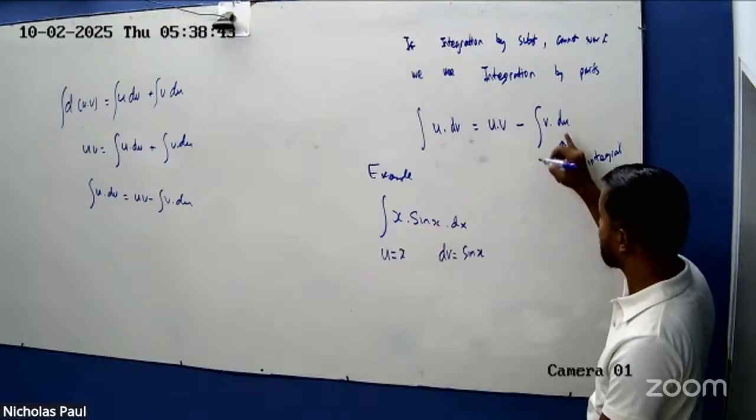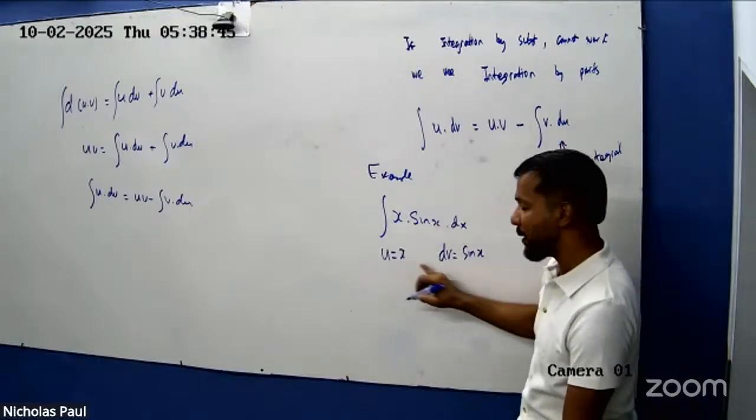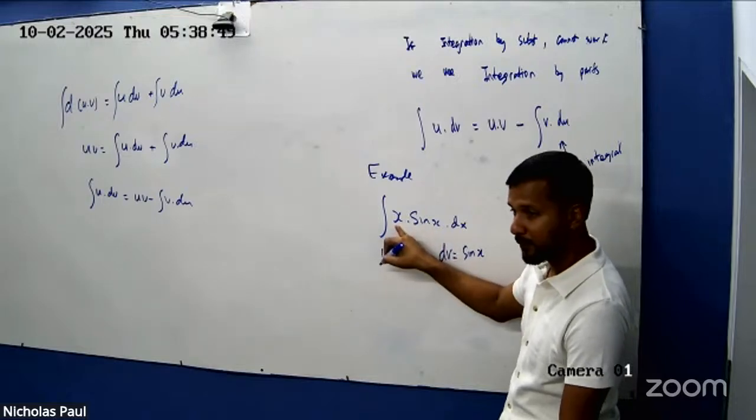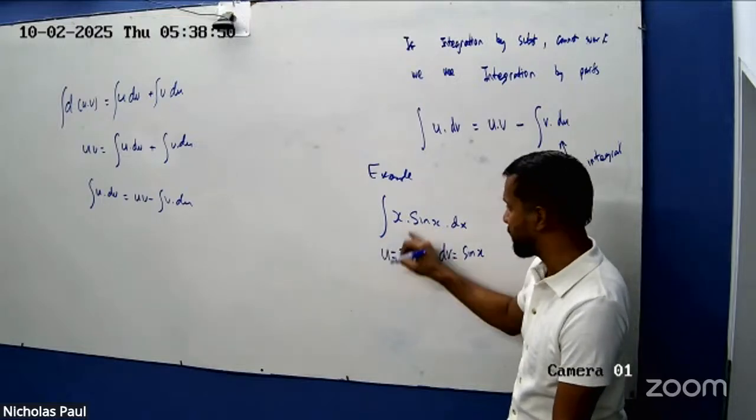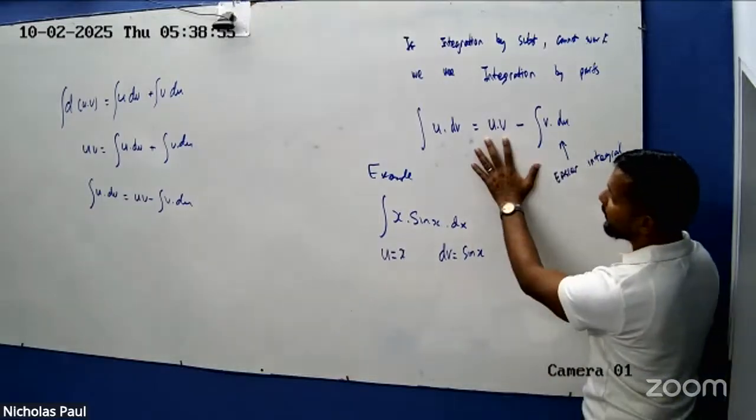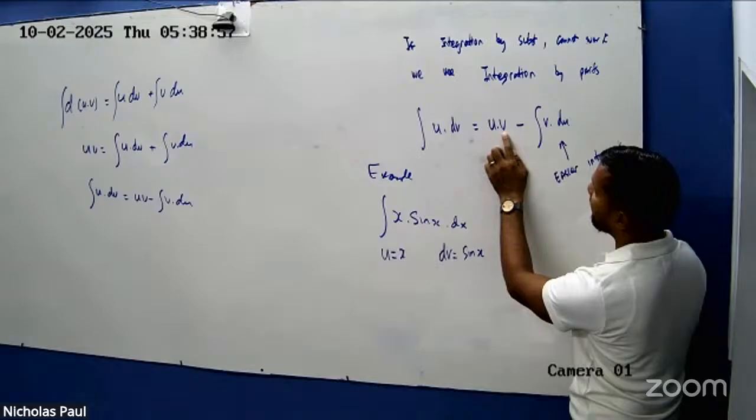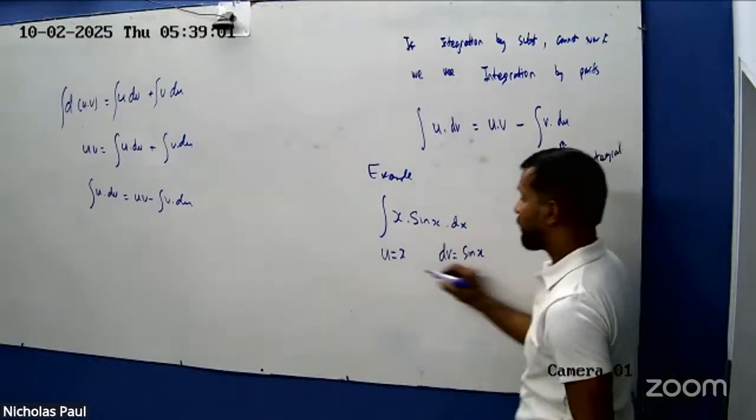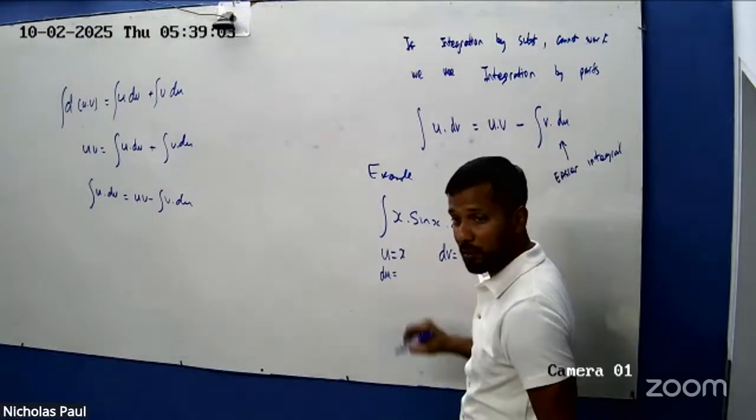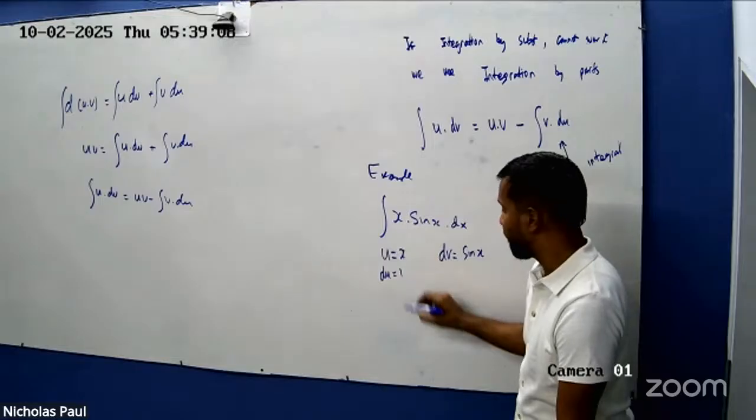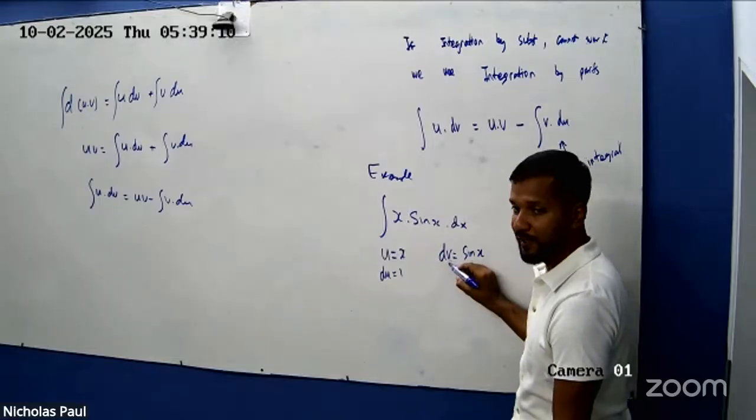I'm going to show you the one. You remember you have to choose. You can either choose u to be this or u to be this. Let's say I choose u to be x. Let's see what will happen. The only way I can use this formula is if I find v and I find du. I have u, so can I find du? What's the differential of x? 1.